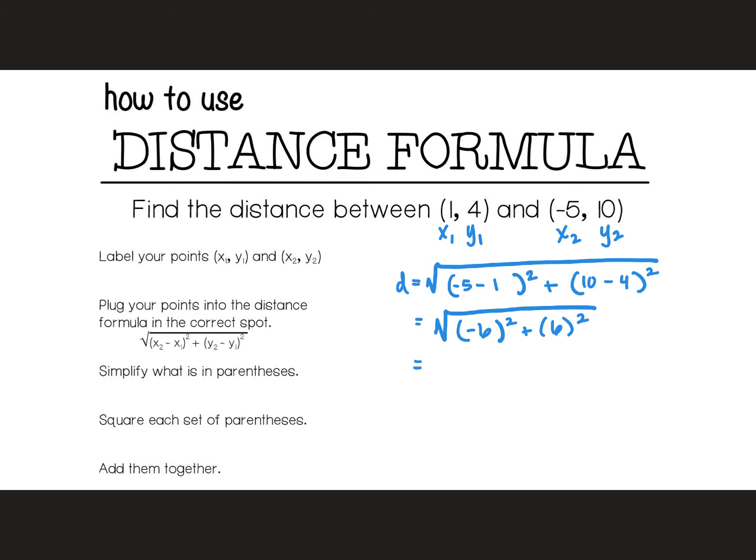So then we square what's in each set of parentheses. Negative 6 squared is positive 36, and positive 6 squared is also positive 36. And 36 and 36 is 72. And for right now, we're going to leave it like this under the radical. So this would be how we use the distance formula.